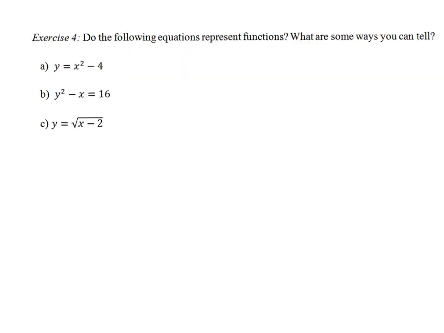Now, what if I'm given an equation instead of a graph or a list of ordered pairs? How will I decide if I have a function or not? If I have the equation y equals x squared minus 4, one way that I could decide if this is the graph of a function is by looking at the graph. So take out your graphing calculator and type in y1 equals x squared minus 4. When you do that, you should see the graph of a parabola.